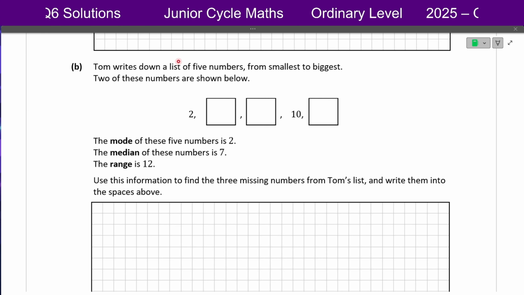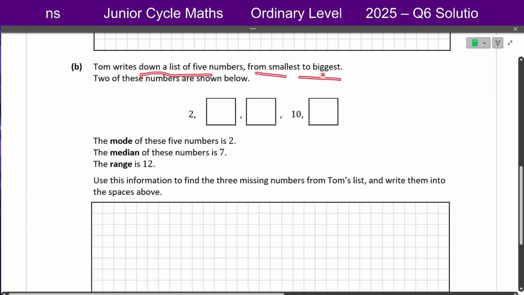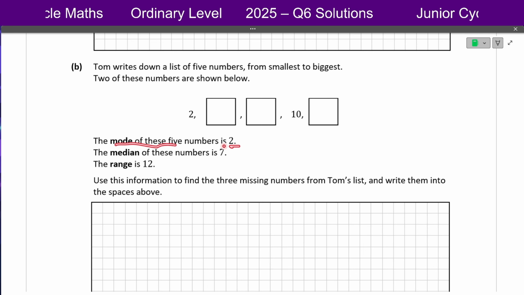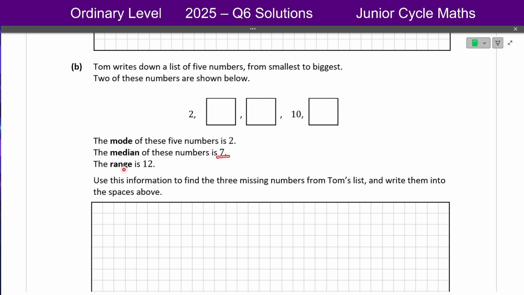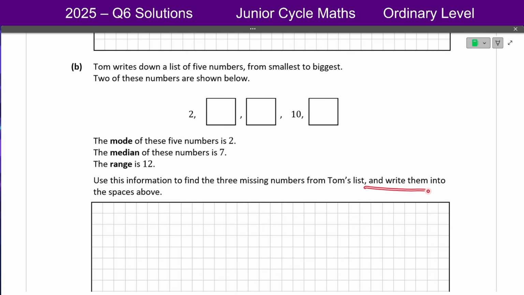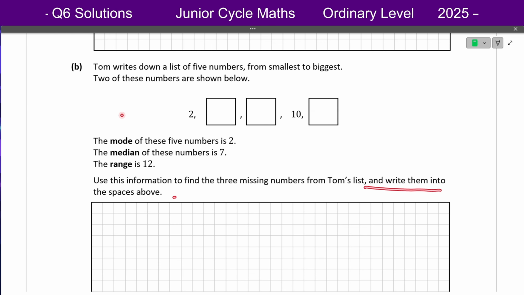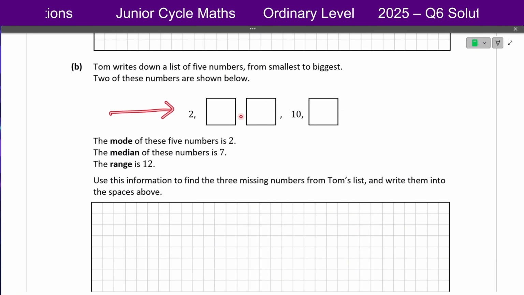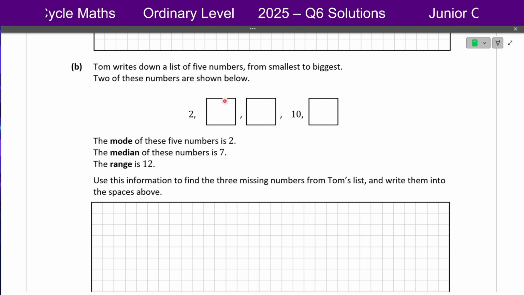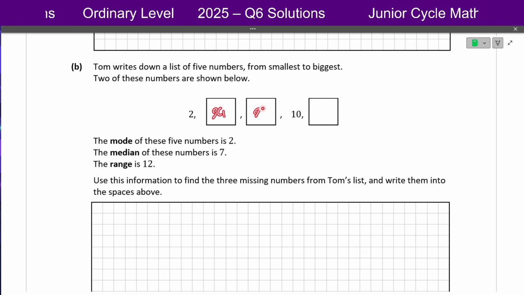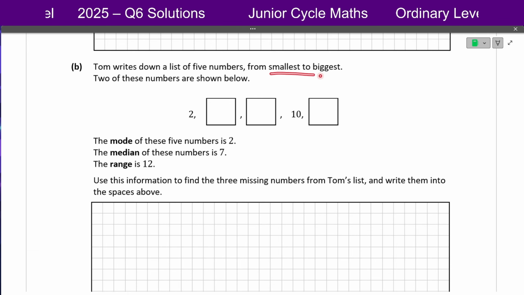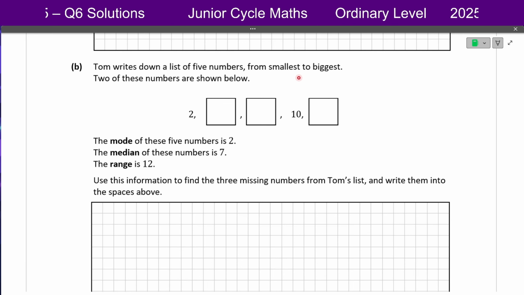In the second part, Tom writes down a list of 5 numbers from smallest to biggest. 2 of these numbers are shown below, and the mode of these 5 numbers is 2, the median is 7, and the range is 12. Use this information to find the 3 missing numbers from Tom's list and write them into the spaces above. So we have a list of 5 numbers and we need to find the 3 missing numbers, maybe x1, x2 and x3. Remember that the list is already arranged from smallest to biggest, so that's very important.